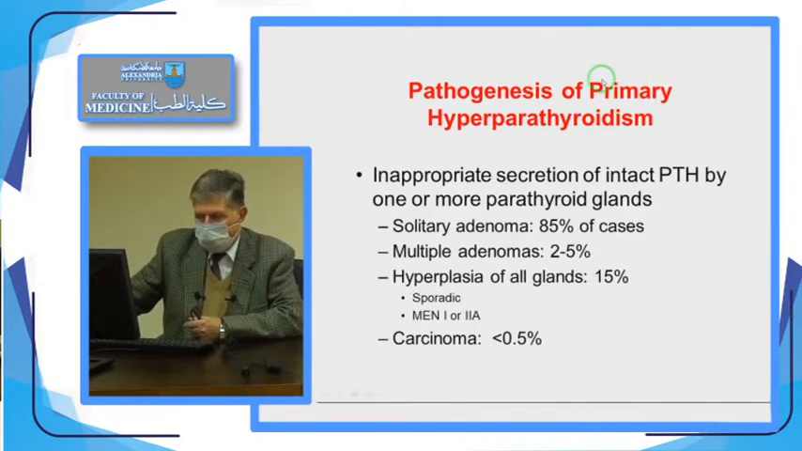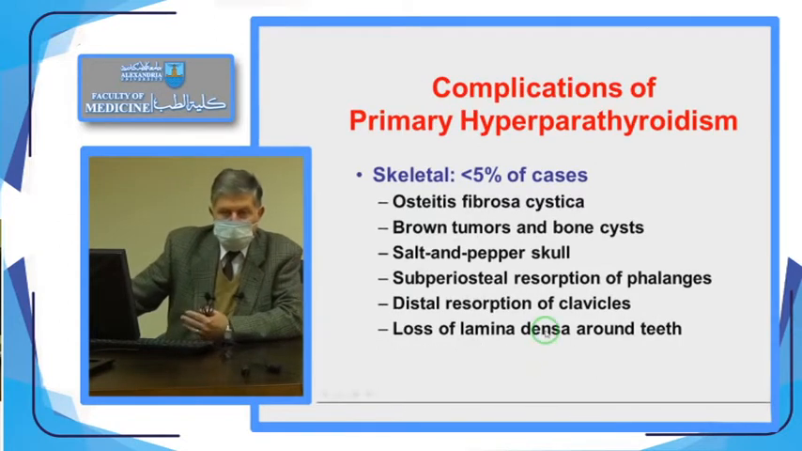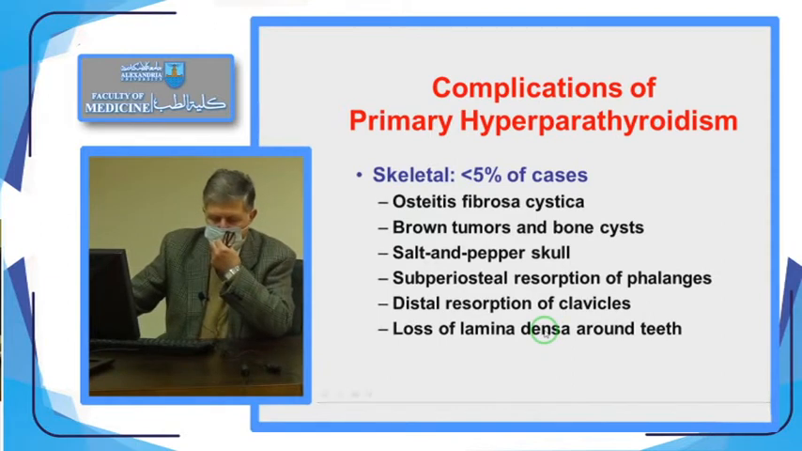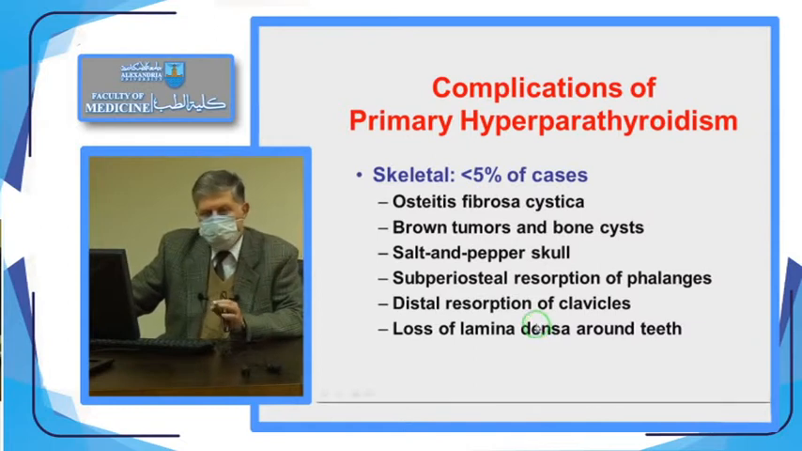As regards the primary hyperpara, it's usually sporadic, and most of the cases are due to a single adenoma. Sometimes it can be due to hyperplasia of the four glands or multiple adenoma, and very rarely carcinoma. It's very, very rare. Regarding the clinical presentation or complications of primary hyperpara, more than 50% of patients with sporadic primary hyperpara are discovered accidentally. So they do not have any symptoms or signs.